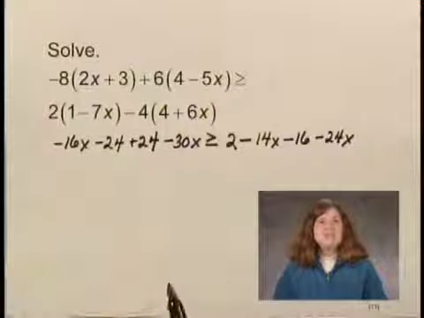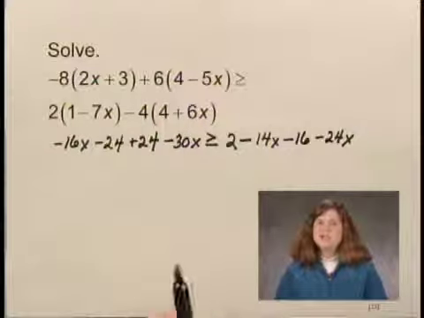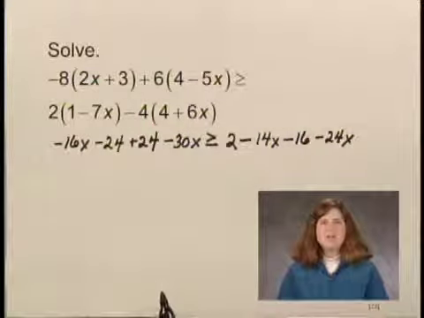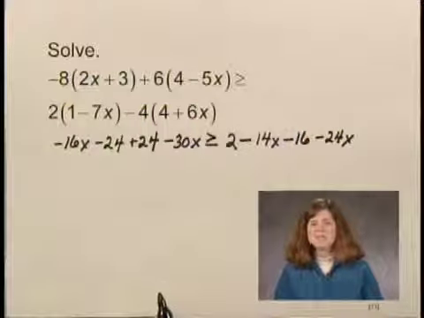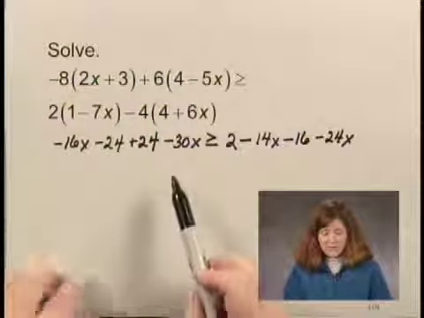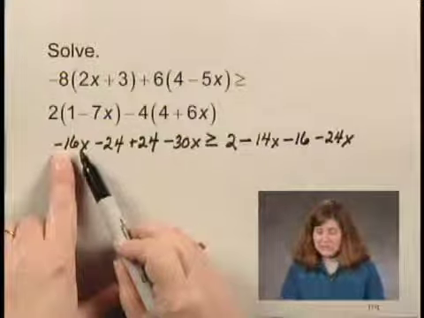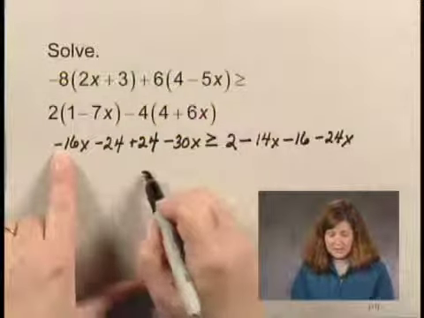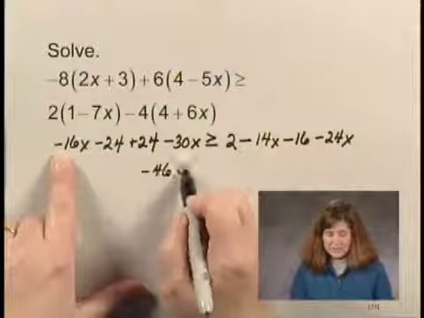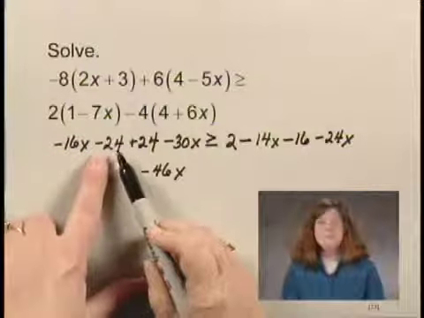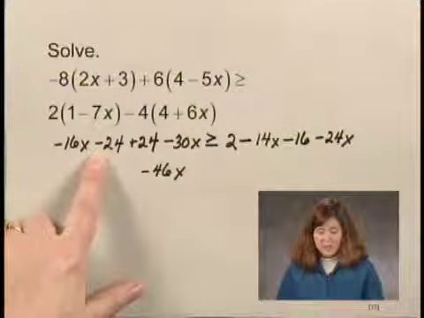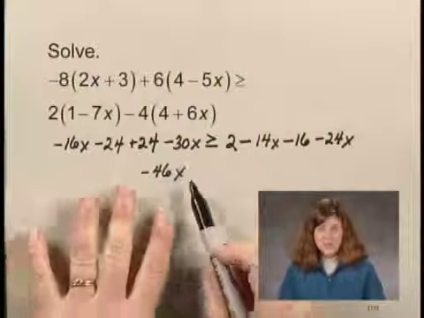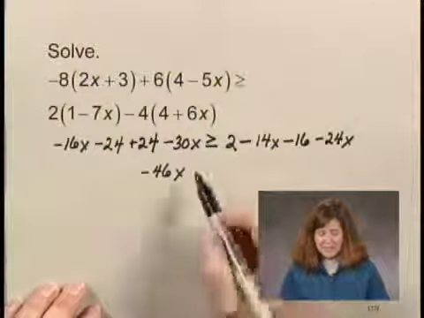Now once I have the parentheses removed, I combine terms separately on each side of the inequality. When we do this, it'll look a lot simpler. First of all, the x terms. Negative 16x minus 30x is negative 46x. Negative 24 plus 24 is 0. So the left side of the inequality is simply negative 46x.